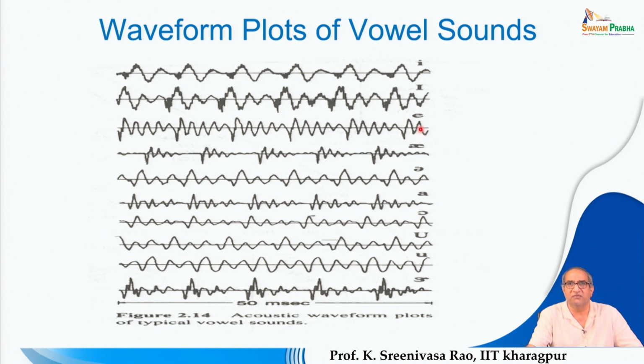Whereas in the case of other vowels like A and A, there is a low frequency and other frequencies also, but it is predominantly seen in the vowel E.